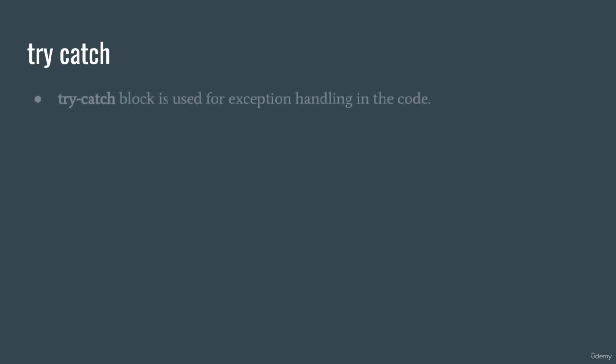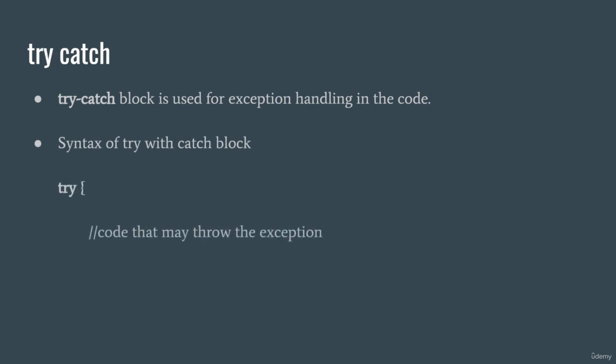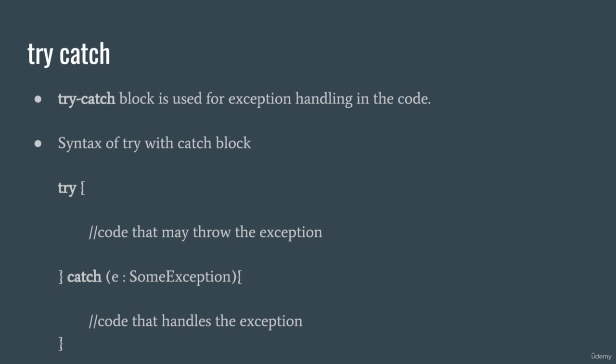Now let's look at the try-catch block, which is used for exception handling in the code. The syntax of try with catch block looks like this. So we have this try, then code that may throw the exception, and then we have this catch, for example, some exception. So this could be the IO exception if it's an input-output exception, or it could be just a generic exception. So we would just use the generic exception class name here. And then we have our code that handles the exception. And of course, we need to close the bracket here.